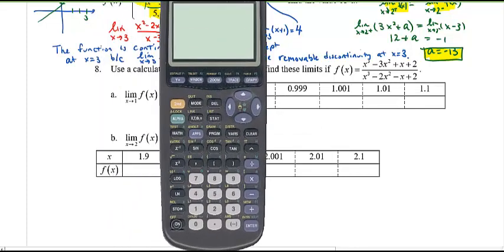I'm going to ask us to actually just go ahead and type in the equation first of all. Make sure you put brackets around both the numerator and the denominator. So x cubed minus 3x squared plus x plus 2. Close the bracket. There's my numerator. Do the same thing for the denominator: 2x squared minus x plus 2. Let's just double check I typed in everything correctly.